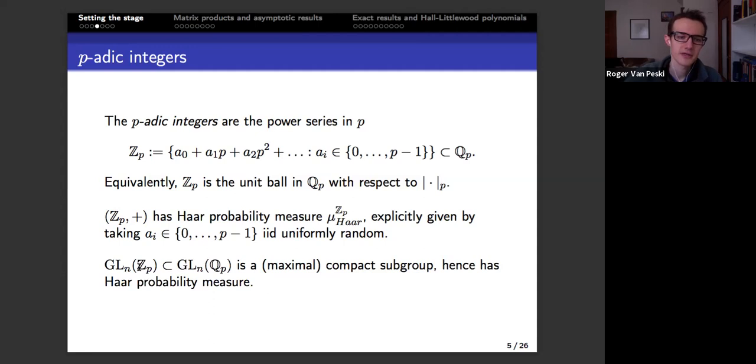Another group that we're going to talk about is the multiplicative group GL_n(Z_p), which sits inside GL_n(Q_p), and it's a compact subgroup. It's in fact a maximal compact subgroup, and so it also has a Haar probability measure. Both of these Haar probability measures we're going to use to get random matrices that we then study various things about.